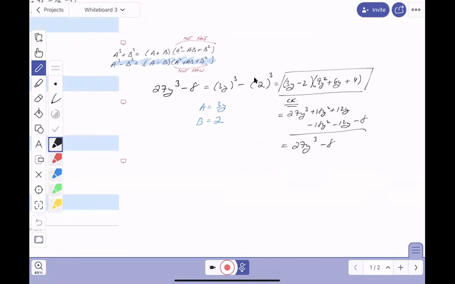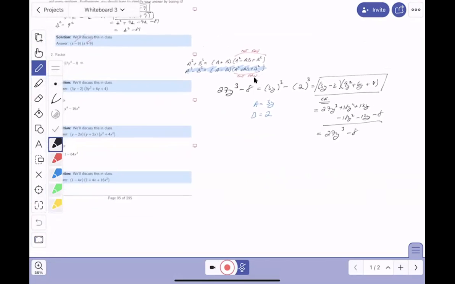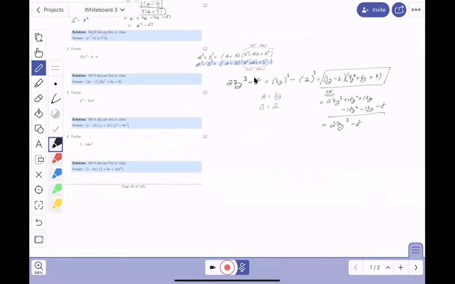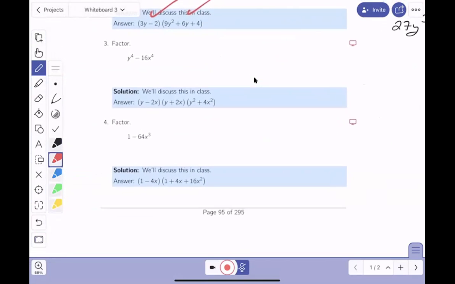I want to go back to the key, though, and see if that's the answer they've listed, because who knows, maybe I could totally deceive myself. So what do you see? 3y minus 2, 9y squared plus 6y plus 4. Worked out beautifully. Let's go to the next question.